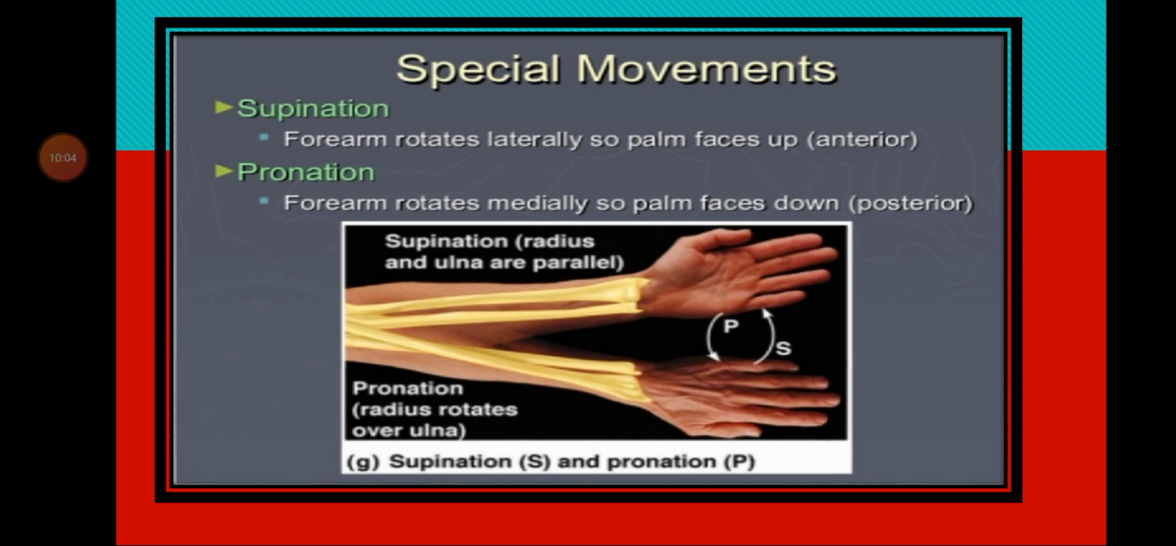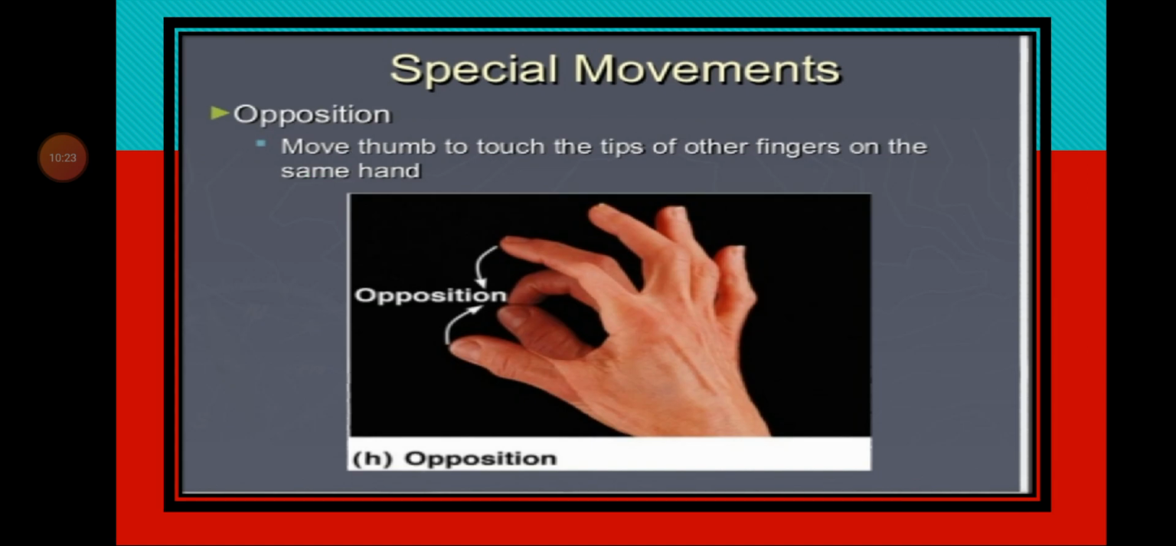So in the picture you can see that in supination, the radius and ulna are parallel, and in pronation, the radius rotates over the ulna. So this is the usual position that we can say for supination and pronation. And the next one is opposition. Opposition means moving the thumb to touch the tip of the other fingers on the same hand, and it is called opposition movement.